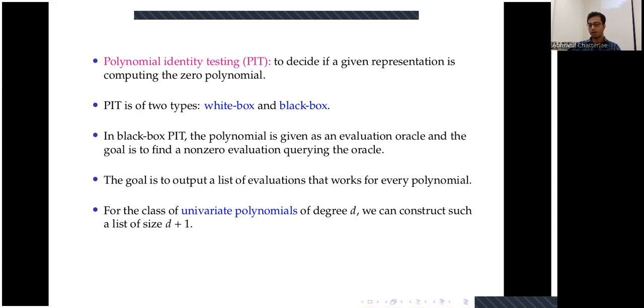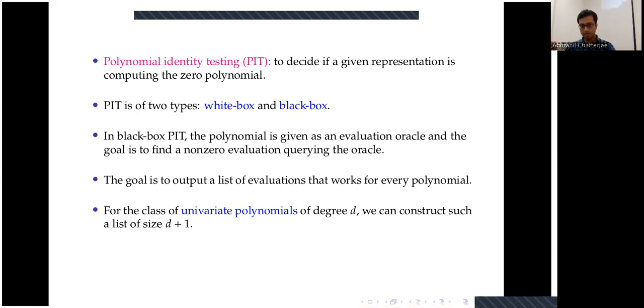To get some intuition, consider this simple example. You have the class of univariate polynomials of degree d. And suppose the list of evaluations we have is just some d plus 1 many points. So we have a list of length d plus 1. And what do we know? If a univariate polynomial is non-zero and of degree d, it can have at most d many roots.